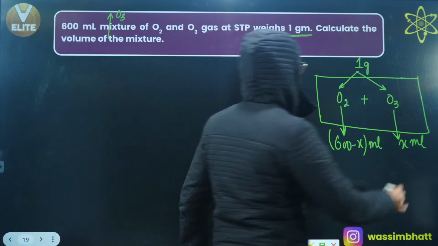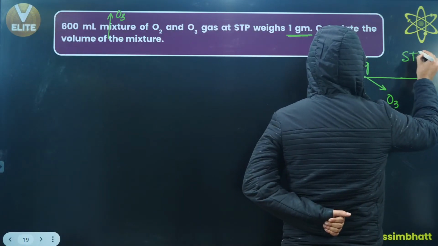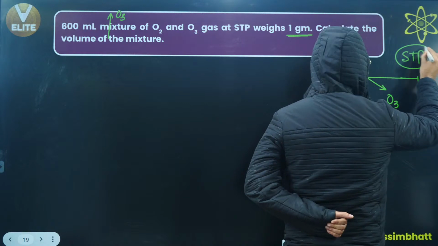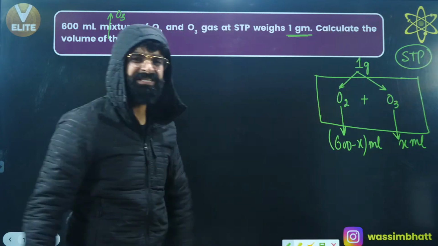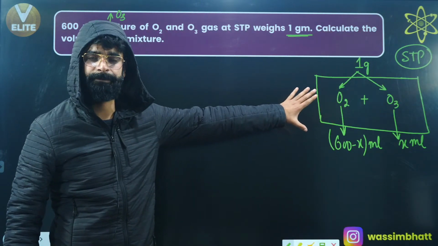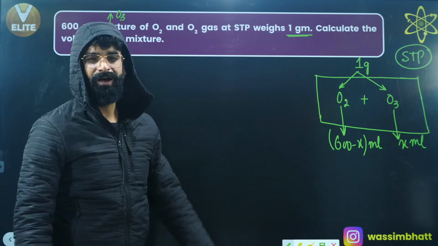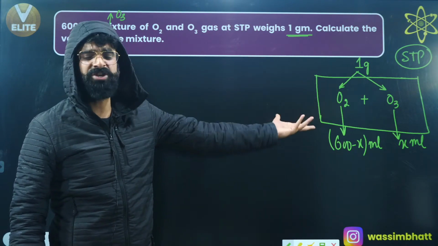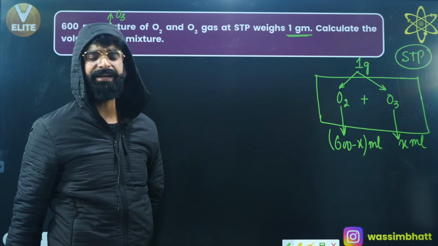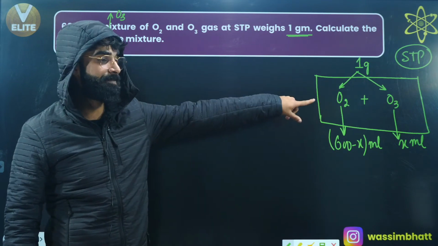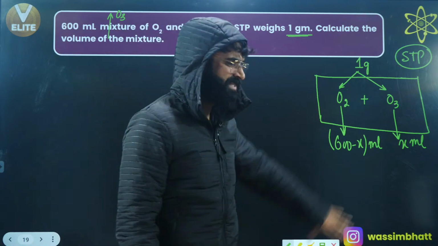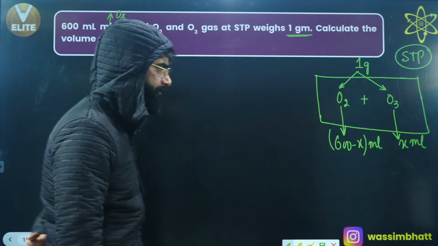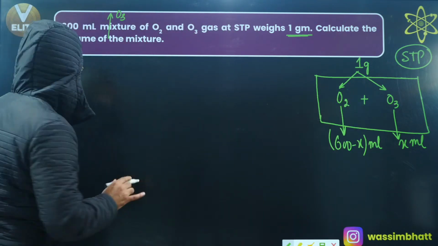This mixture is present at STP, right? That means the pressure and temperature of this mixture are kept fixed. It's constant. The pressure of the mixture will be 1 bar and the temperature will be 0 degrees centigrade or 273 Kelvin, because it is the STP condition that's given to us. Now have a look at what I'm going to do.